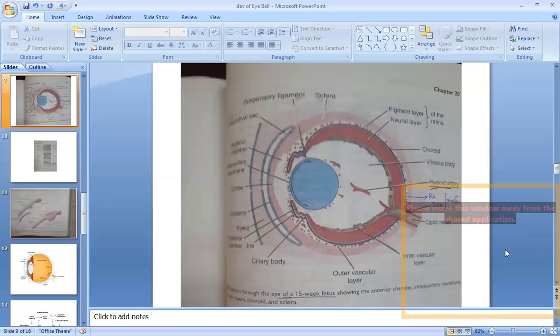So we can say that at the end of 6 weeks, we can see it like this, with the anterior differentiation. These are the mesenchymal tissue, and they are surrounding this primordial eyeball. The anterior portion of this will be responsible for the production of the ciliary body and the ciliary muscles.